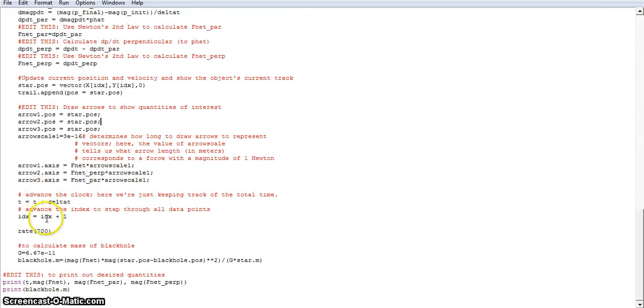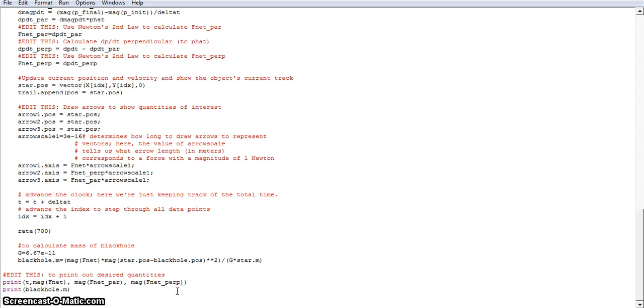So as we go back to our code, we see here I put the arrow scales over here, and then later on, to calculate the mass of the black hole, I found all of the force net and the parallel components, and I solved for the mass of the black hole right here, and then I printed it right down here with the time, the magnitude of the force net, the magnitude of the parallel component of the net force, and the magnitude of the perpendicular component of the force net.